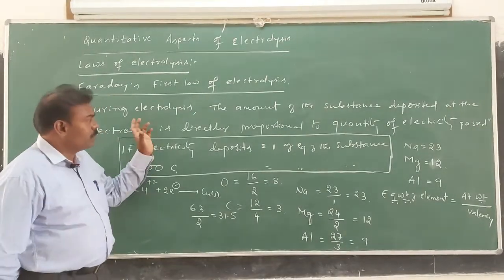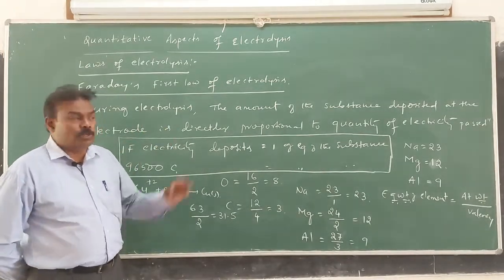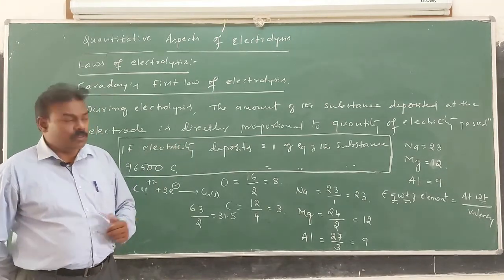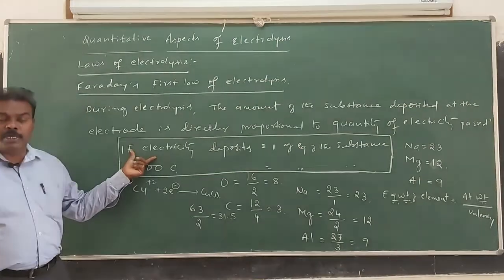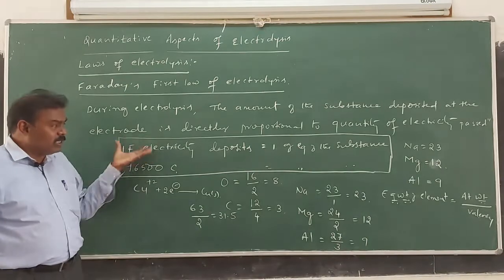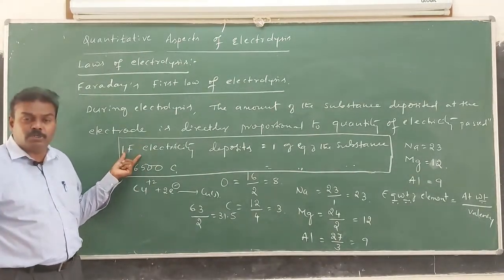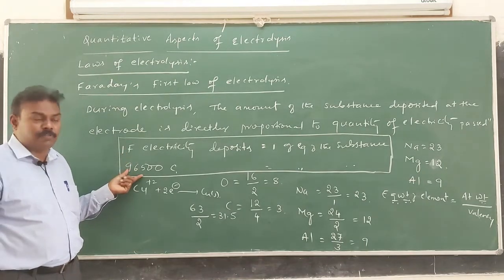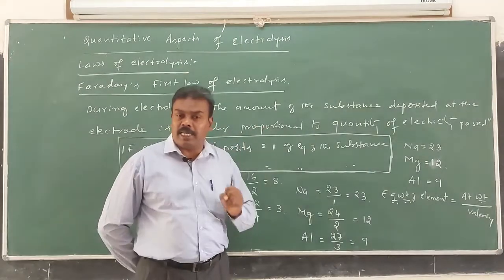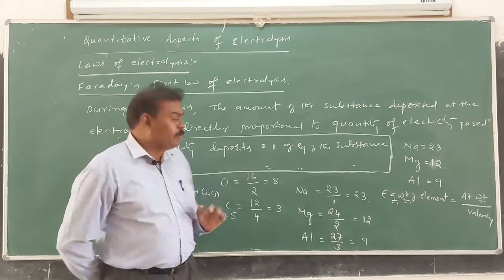First of all, a very simple concept: Faraday's first law. You should know the statement and the mathematical expression, and the electrochemical equivalent. Some important points will come in NEET, JEE, even CET; based on this concept, there will be some questions. This is the conversion factor you should know: when 1 Faraday or 96,500 coulomb of electricity is passed through an electrolytic solution, 1 gram equivalent of the substance is discharged at the electrode. Based on this, we can calculate.